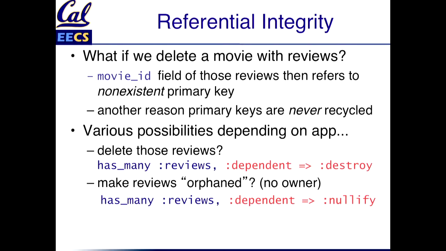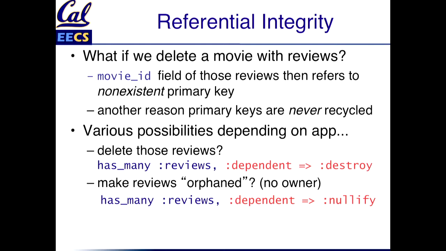So depending on what you decide to do, there's various ways when you set up your association that you can direct Rails, here's what to do when the owning object is destroyed. I can say dependent destroy, which means when the owning object is destroyed, all of the owned objects get destroyed along with it. I could say dependent nullify, which means when the owning object is destroyed, any foreign keys pointing to that object are set to nil.